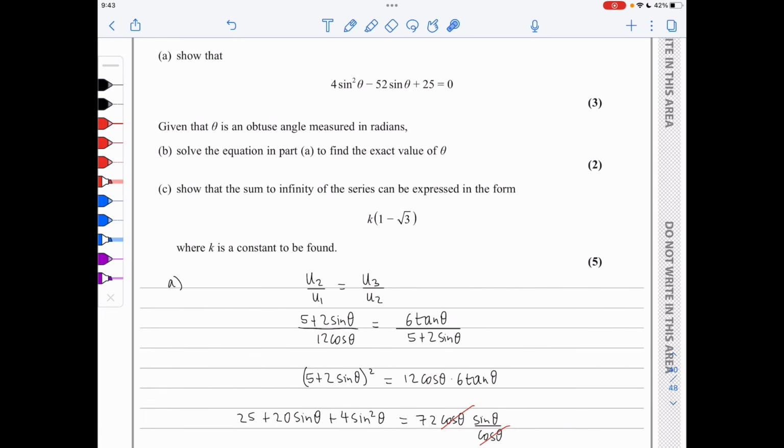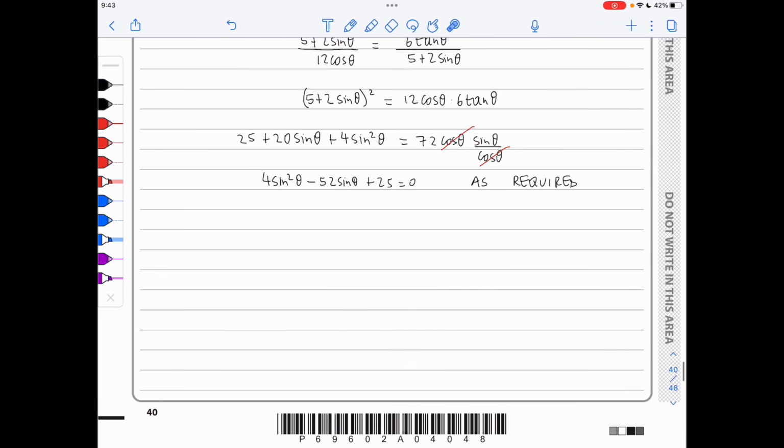Now we are also told that theta is an obtuse angle measured in radians, and we need to find the exact value of theta. So it makes sense to start by solving the given quadratic in sine. I will use factorization for this. We've got 2 sine theta minus 25 times 2 sine theta minus 1 being 0. So either 2 sine theta minus 25 is 0, or 2 sine theta minus 1 is 0.